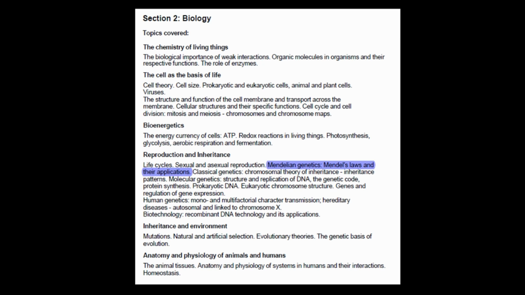We're going to continue to talk about reproduction and inheritance. As you can see, we have skipped over sexual and asexual reproduction, as I have talked about those in Cell as the Basis of Life. So today we're going to take a look at Mendelian genetics. We're going to take a look at Mendel's laws and their applications.